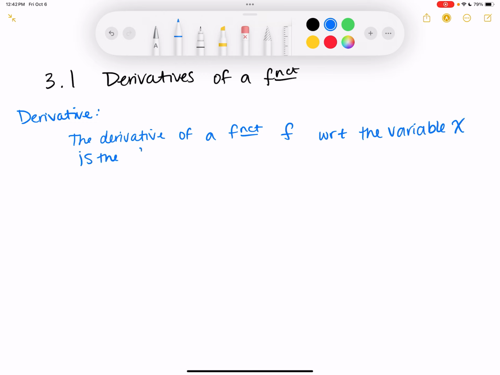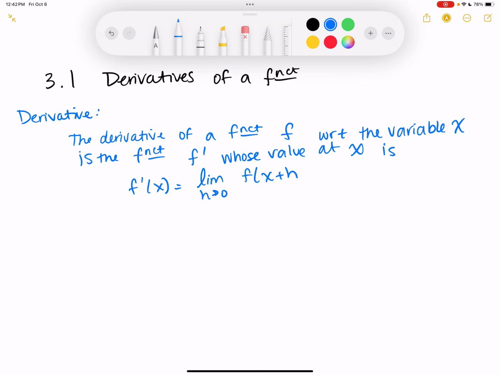is the function f prime, so it's like a little f apostrophe, whose value at x, f prime of x, is equal to the limit as h approaches 0 of f of x plus h minus f of x all over h, provided the limit exists.